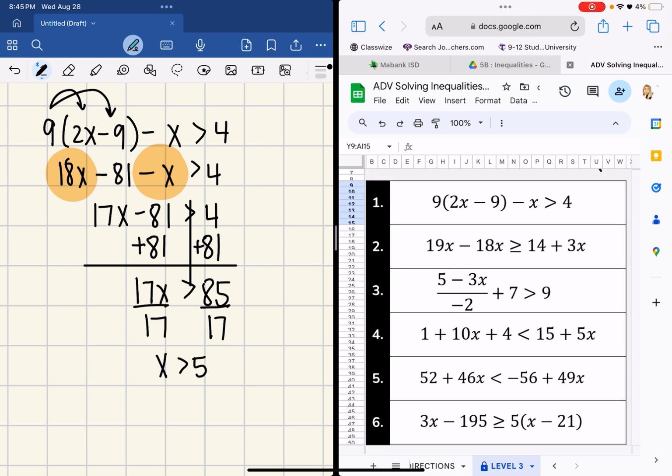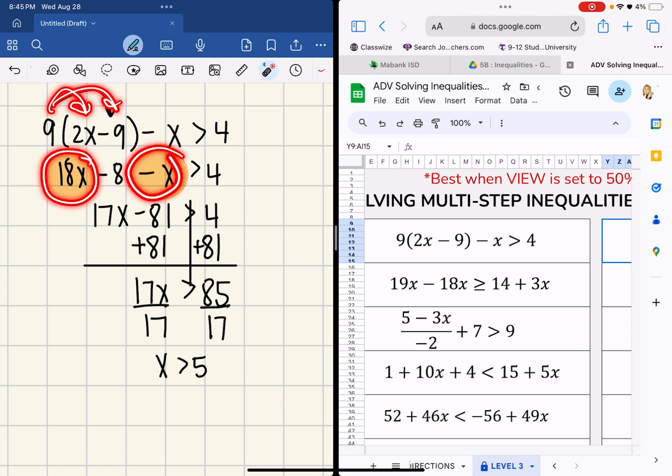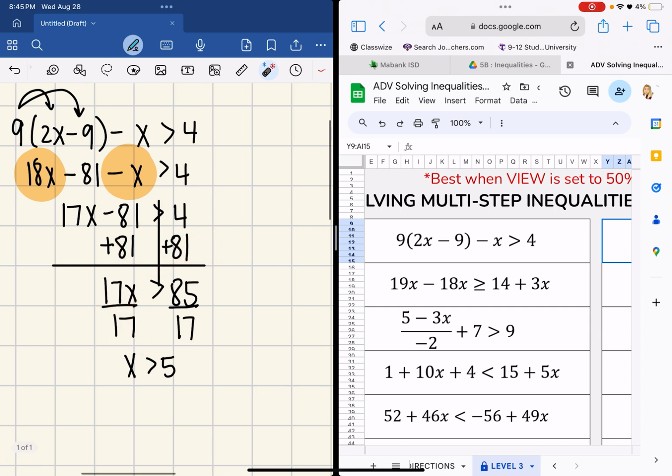I went really fast on that. Just be mindful that it is always the same steps. We're going to distribute. Look for anything to combine on the same side of the equation. Don't change their sign if they're on the same side. These are all to the left of the equation. Move your constant to the right, then divide off the number on the variable.